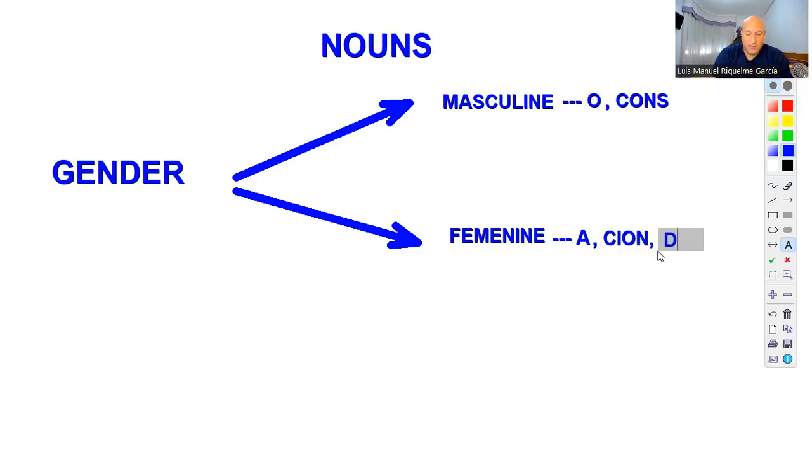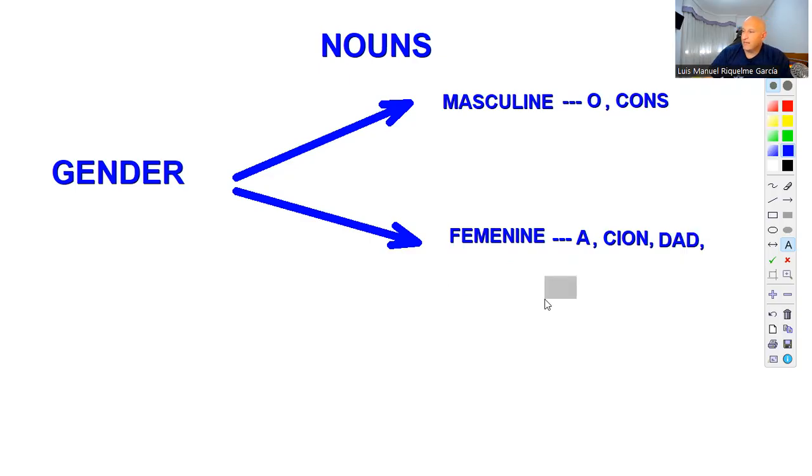Also, words ending with D-A-D, that D-A-D is a common feminine ending. And again, you have loads of examples. For example, universidad, that's university. Can you see the DAD ending? Feminine word. Or for example, comunidad, community, feminine.